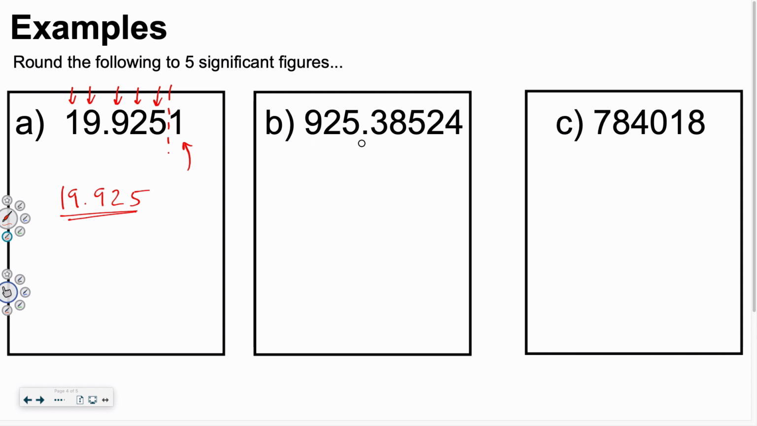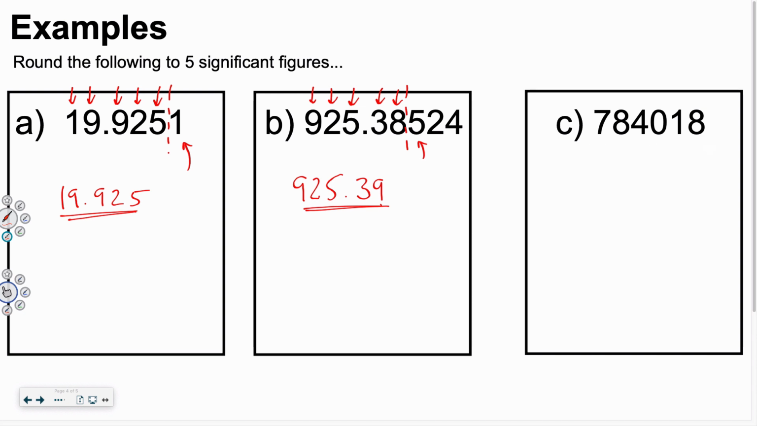Part B says round to 5 significant figures, 925.3854. So 5 significant figures, we're going to count 5 numbers. That's 1, 2, 3, 4, 5. Drawing our line, looking at the 5 here, that's the number after our line. That's going to round the 8 up to a 9. So it's going to become 925.39. And that's our answer to part B.